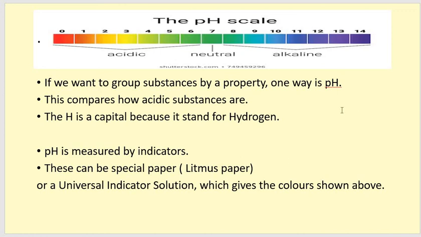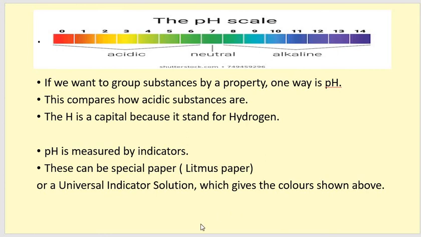Now, what you do need to notice is a little p and a capital H. The H is a capital because it stands for hydrogen, and we know the first letter of an element is always a capital letter. So please make sure you get that right. No lowercase h's here, that will be a problem. And it's measured using indicators. You can use a special paper called litmus paper, or you can use a solution. So that's a liquid that's got water and it's got something else dissolved in it. That's what makes a solution, when something is dissolved in a liquid. In this case, the liquid is water.